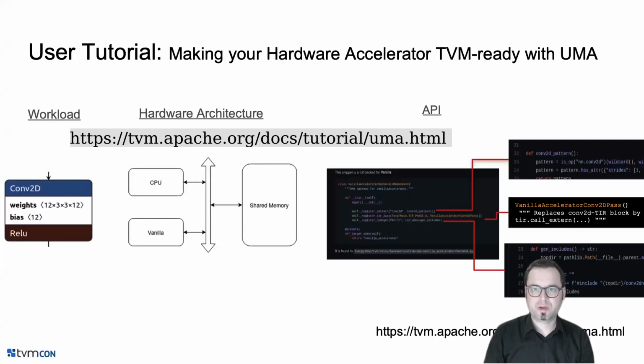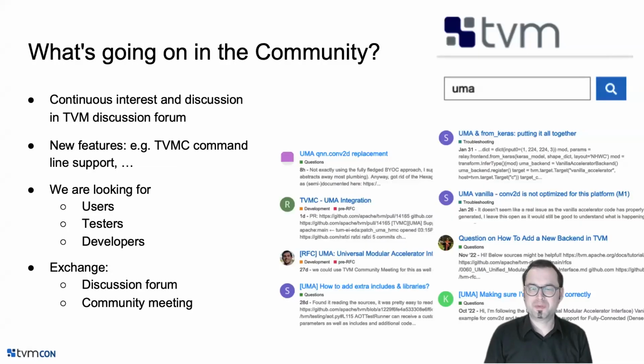A major goal of the UMA community is also to provide good documentation and executable step-by-step tutorials. For this reason, we also created a user tutorial where a minimal accelerator called Vanilla that can only process conv2ds is integrated into TVM using the UMA APIs. The plan of the community is also to soon add more advanced templates to the tutorial. Currently, these are referred to as strawberry and chocolate accelerators in the tutorial and might deal with topics like hardware DMA or quantization. And that's exactly where the community needs you.